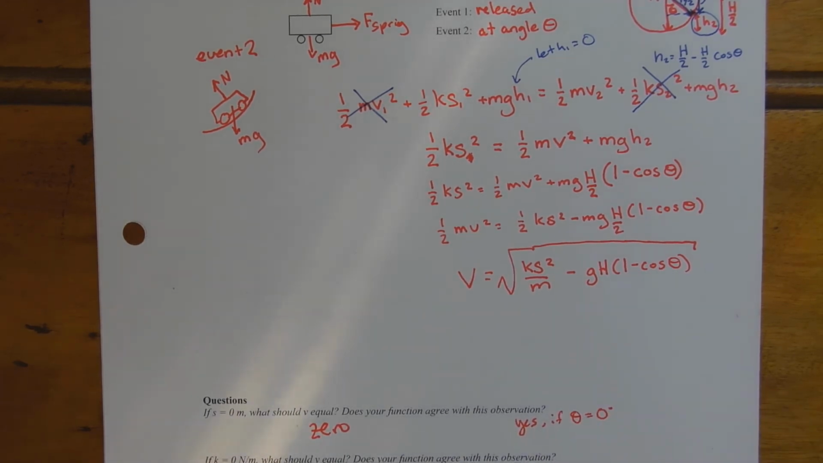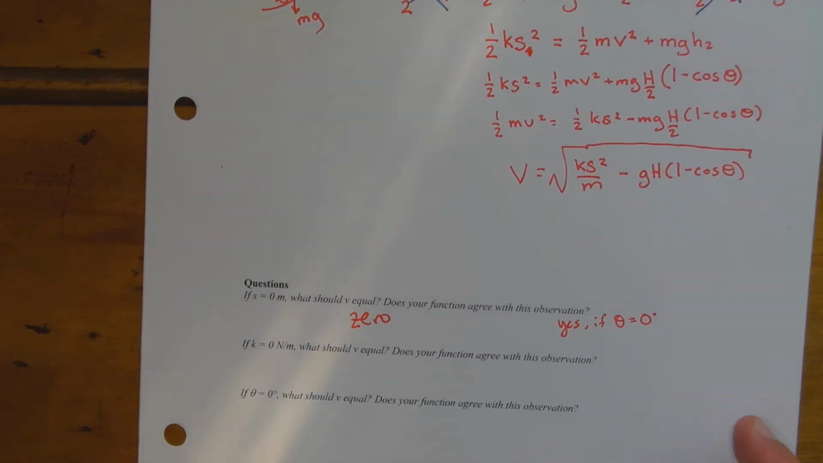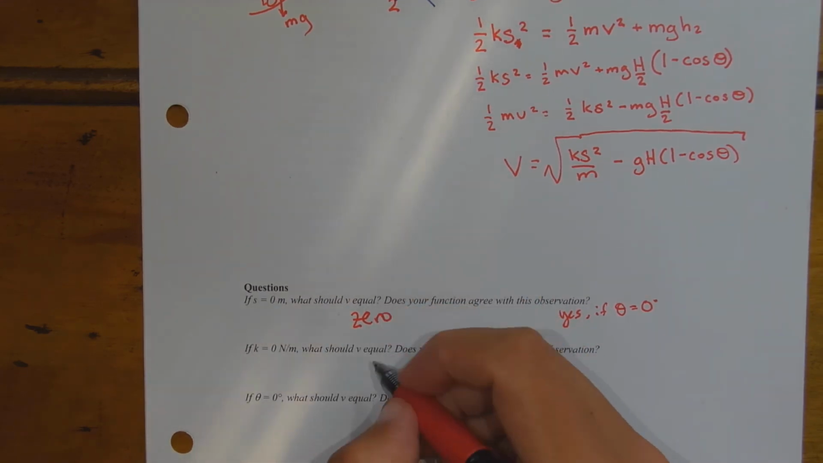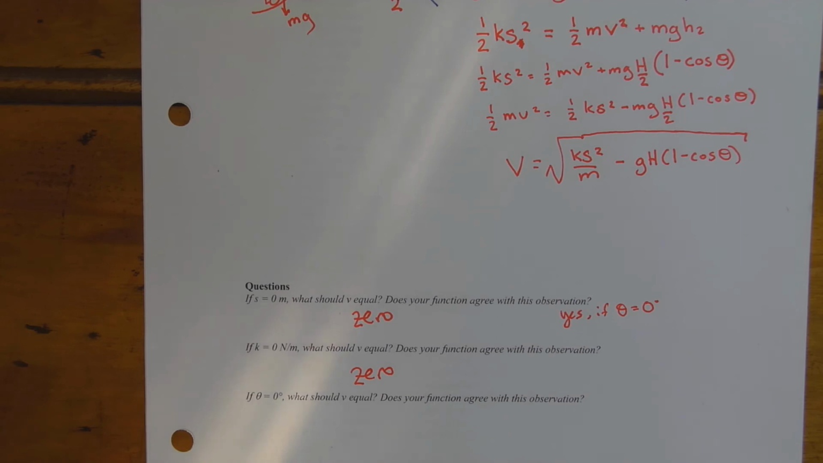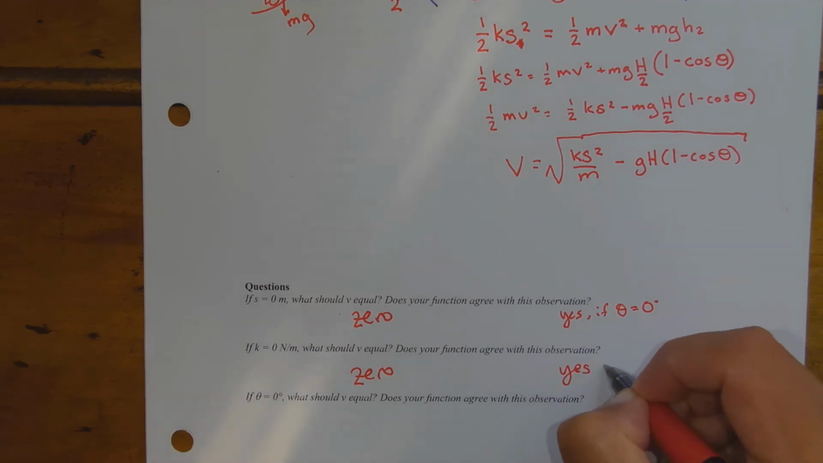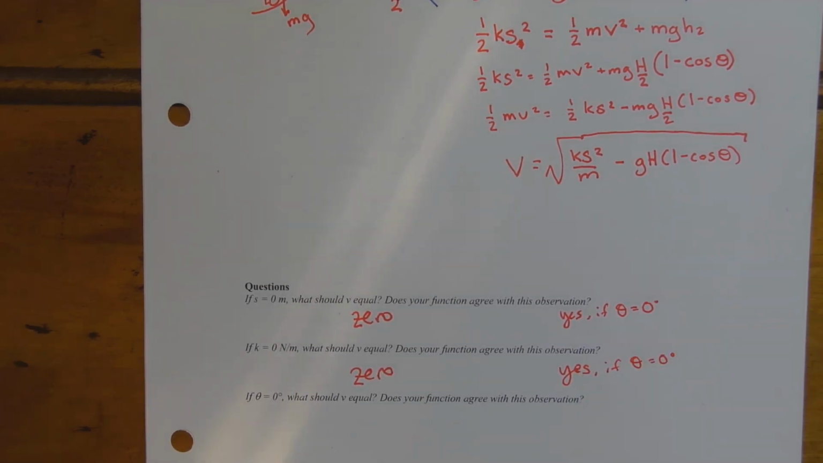So let's say if k is equal to 0, this is like not having the spring there, which is similar to what we had in this first question. So the velocity should be equal to 0. The spring would not exert a force on the cart. Does our function agree? Yes, so long as you say theta is equal to 0 degrees. Otherwise, it gives you something imaginary because theta actually cannot be equal to anything other than 0 degrees.